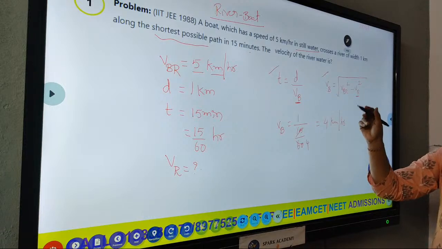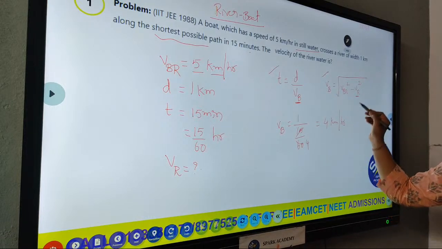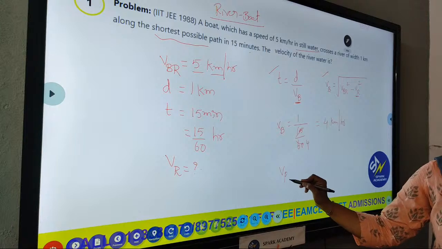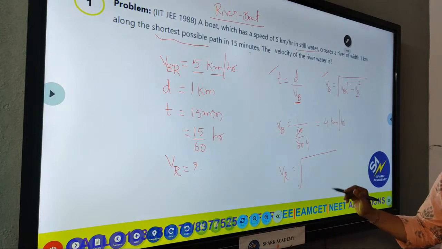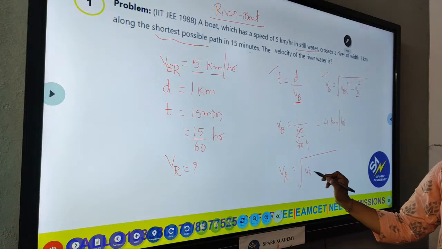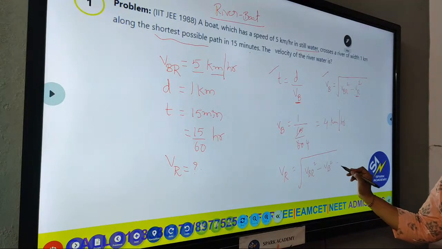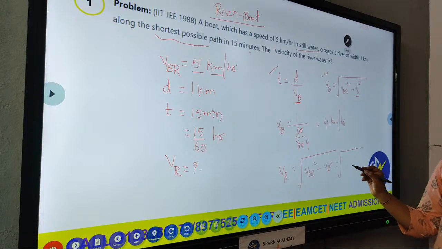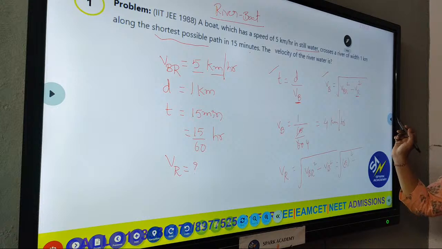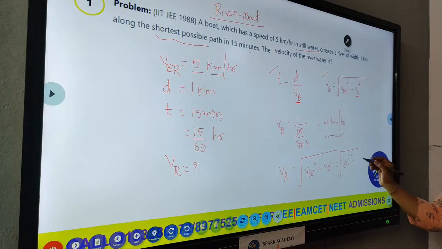Now we can use this result to find the velocity of the river. So from this we can write VR is equal to the square root of VBR square minus VB square. VBR is 5 km per hour, so 5 whole square minus VB, which we calculated as 4, so 4 whole square.